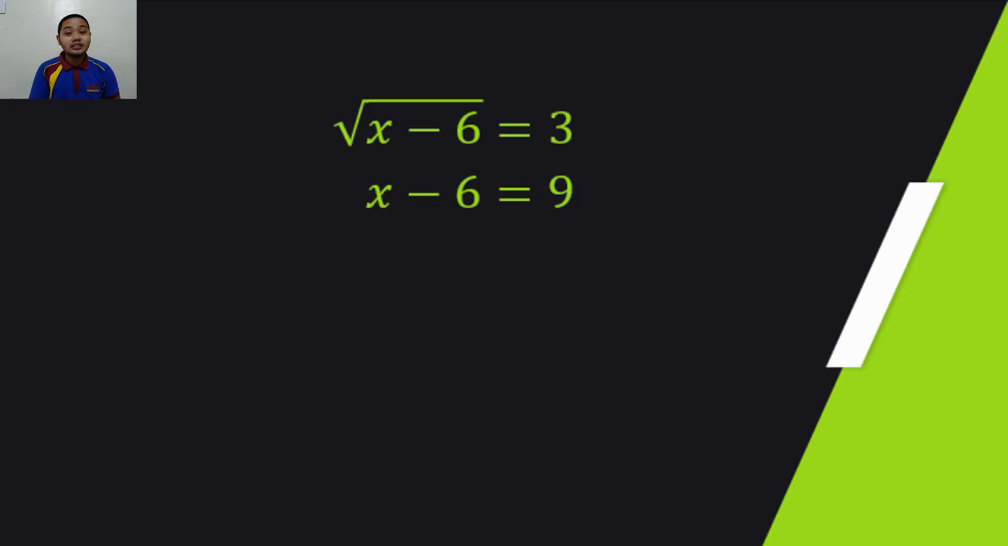Great. So let us have the first one. We have the square root of x minus 6 is equal to 3. So kapag ganyan yung given na equation natin, ang gawin natin dyan is we square both sides of the equation. So in that case, that will be x minus 6 is equal to 9, kasi 3 squared, that is 9.